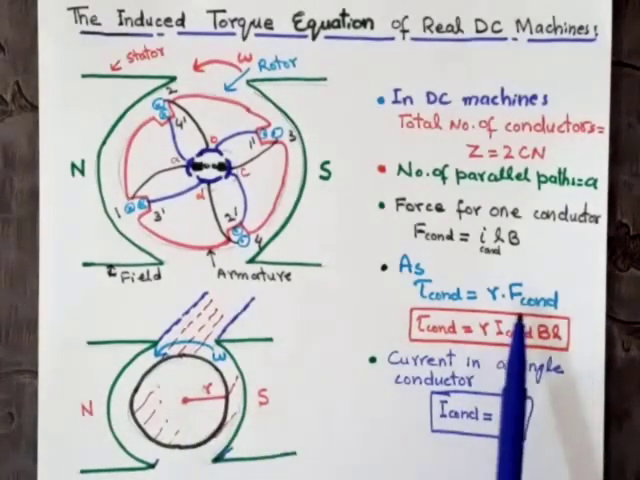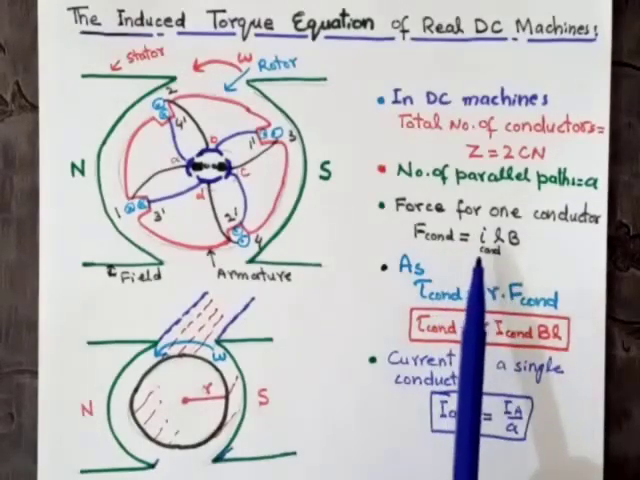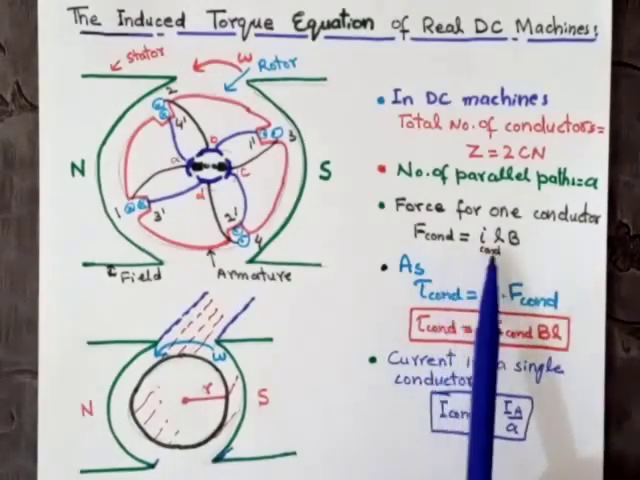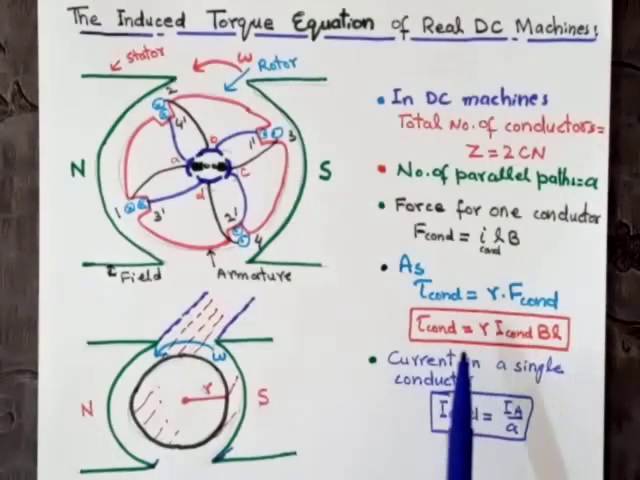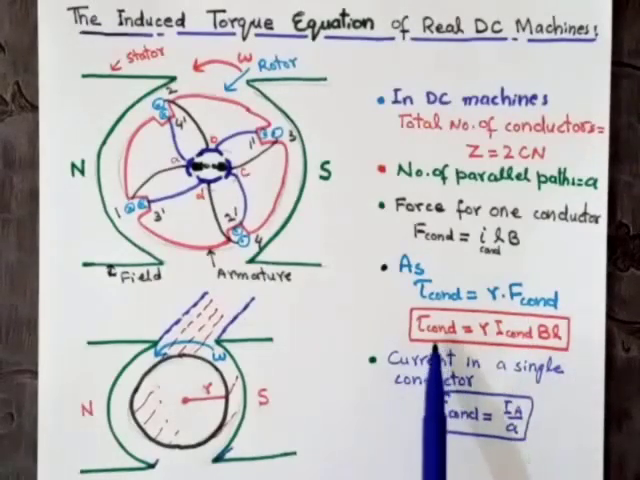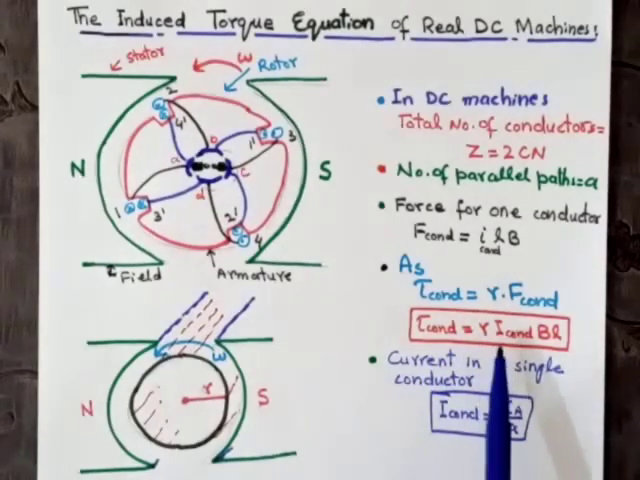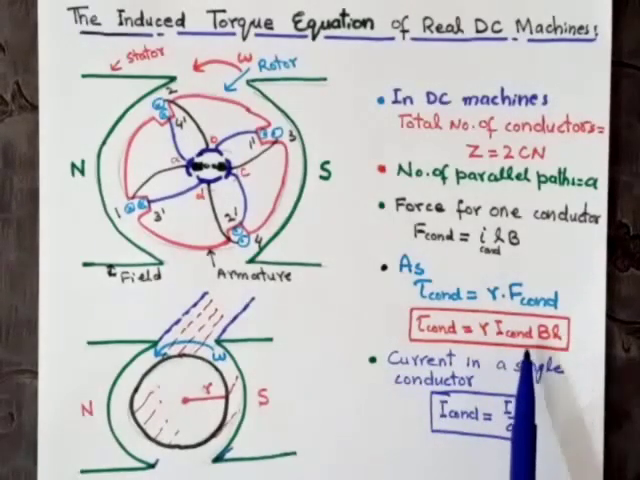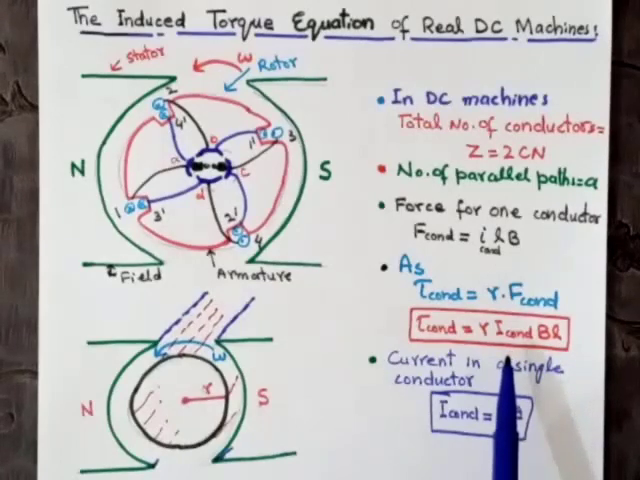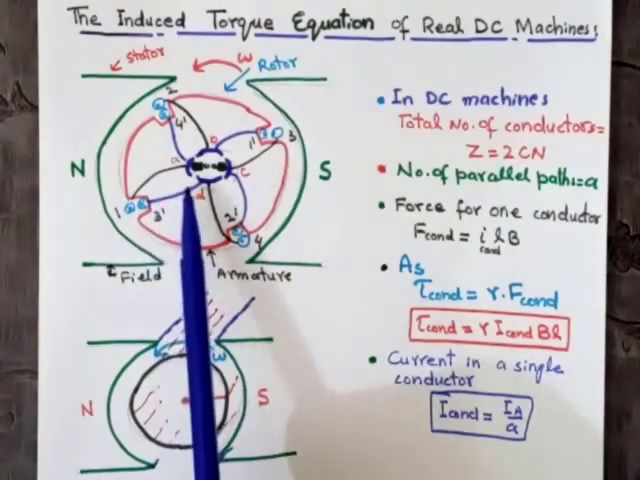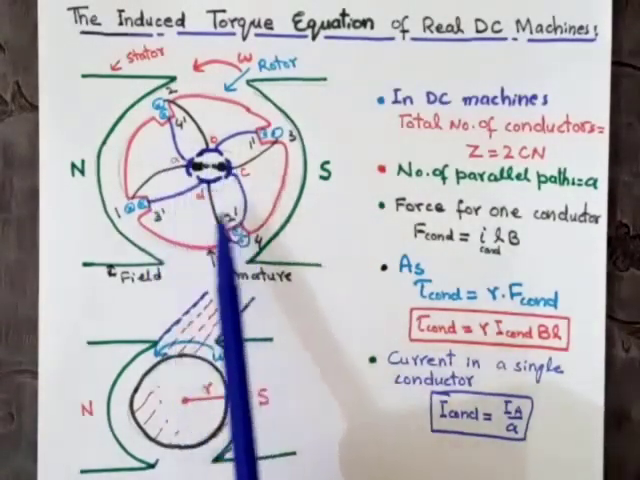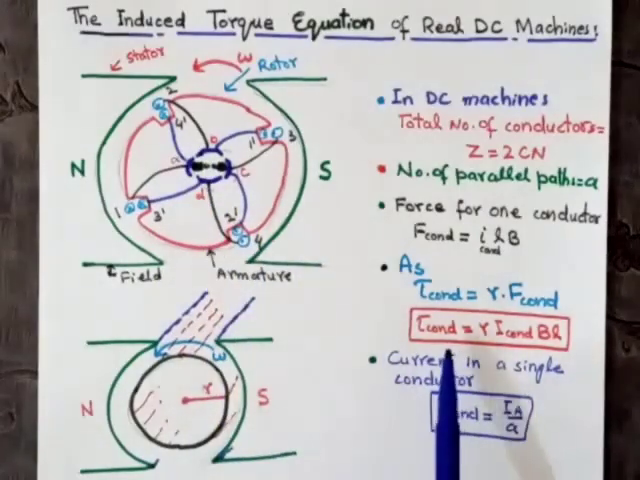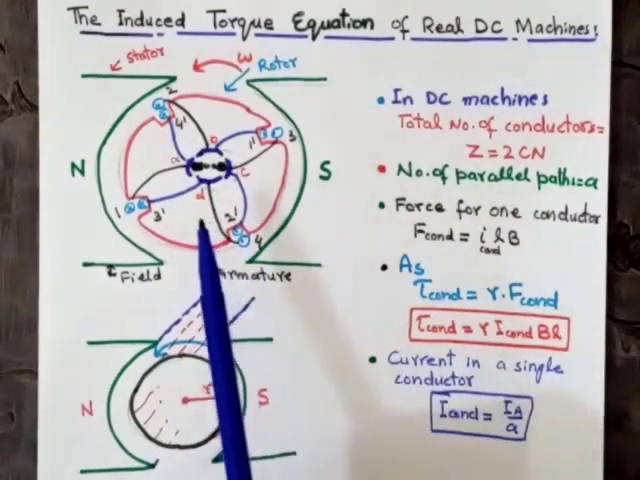As we know, the force across the single conductor is equal to ILB. Putting the value of force in this equation, we get the torque across the single conductor. Torque across the single conductor is equal to RILB. The important point here is that the current is the current across the single conductor. As you can see in this figure, there are 8 conductors. This is the torque equation across the single conductor.